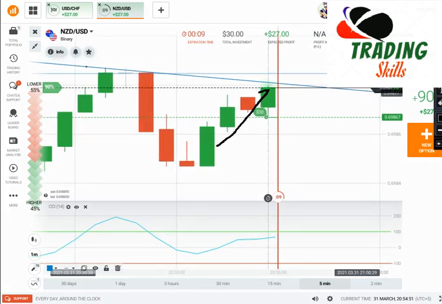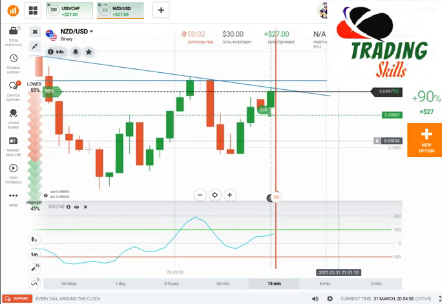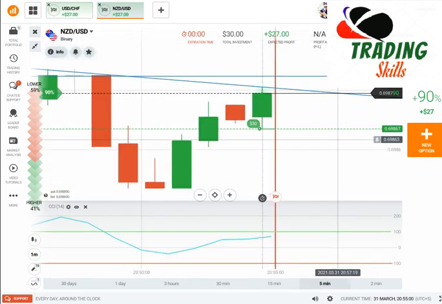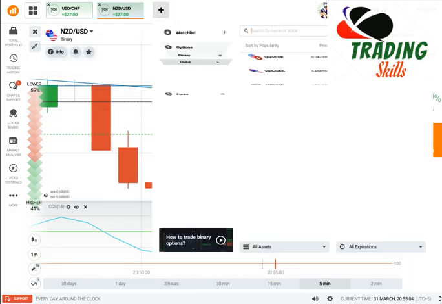Now you can see the market is going and closing exactly at the seller's area, and it is moving in an upward direction. Now you can see I got a rejection from the resistance line. So this was my second trade.